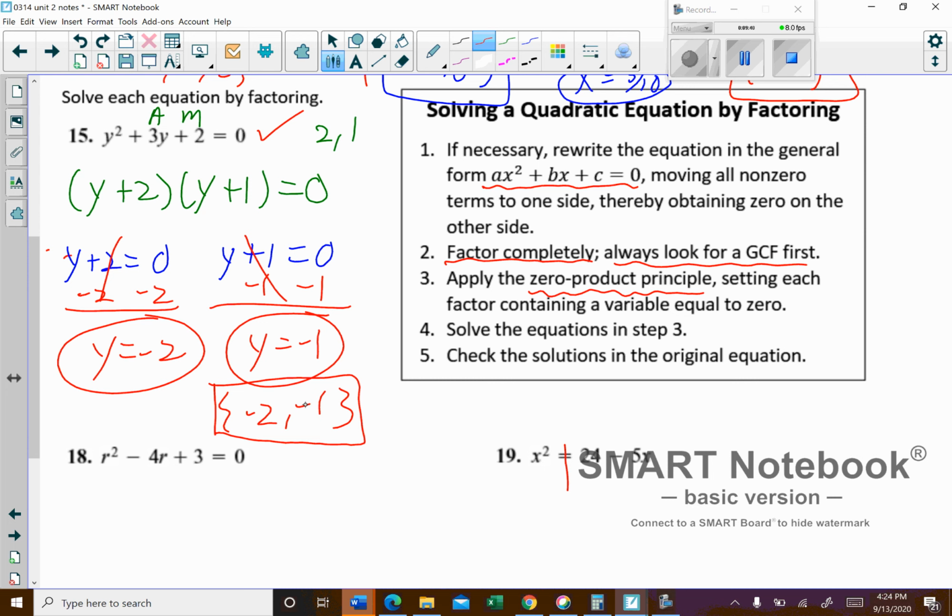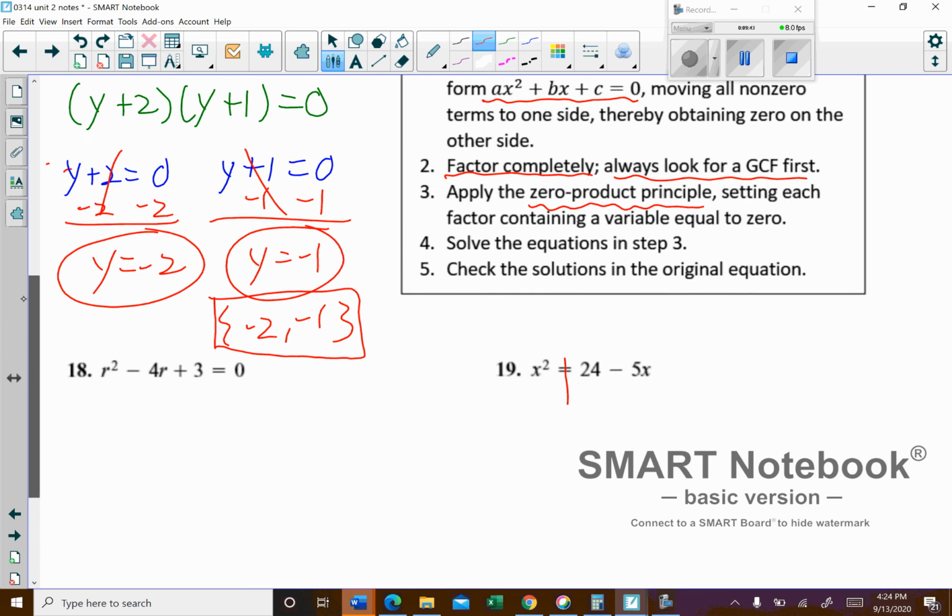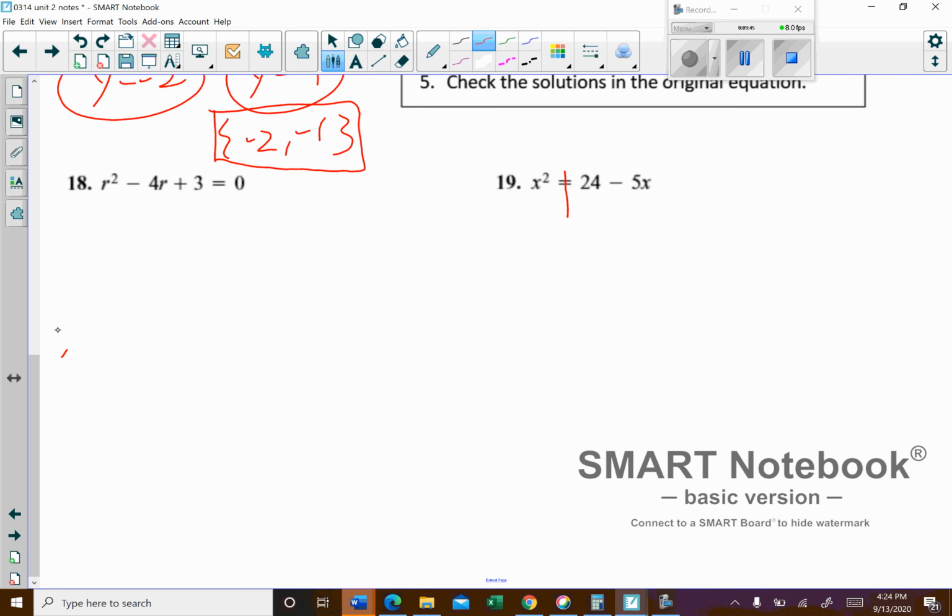All right, let's try another one. I mean, these first couple seem fairly simple. The factoring doesn't look too bad. So let's see, we're going to do the A&M method here.